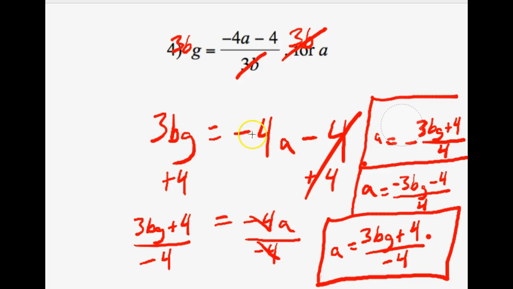I had 3bg equals negative 4a minus 4. So I said, let's get rid of this baggage, the minus 4. So I added 4 to both sides. Cancels out. Again, there's no math to be done except just combine these terms. 3bg plus 4 is 3bg plus 4. That's it, as far as we can go. And that equaled negative 4a.